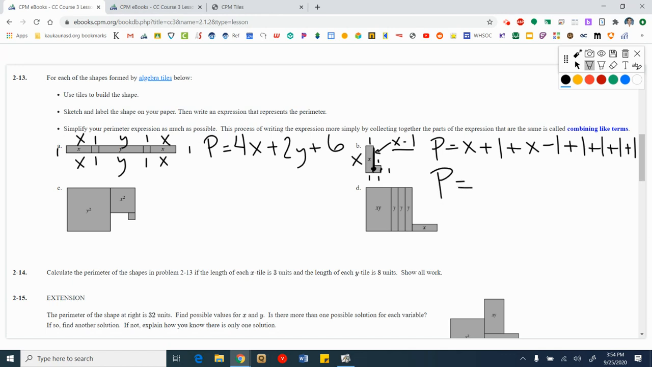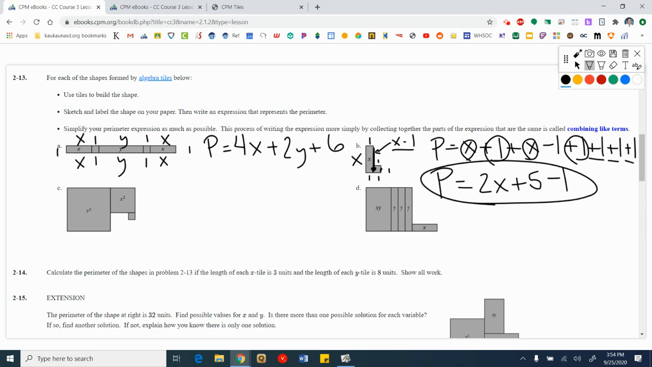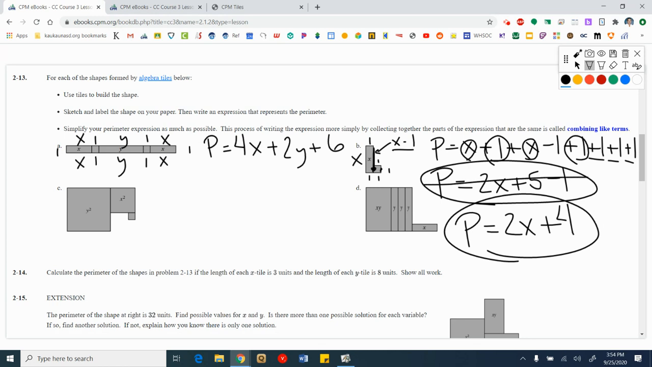Well, how many x's do I have? 1, 2, so that's 2x. Then I have plus 1, 2, 3, 4, 5, plus 5 minus 1. Ooh, and I can simplify that further. 5 minus 1, I get 4. So here is my simplified version, 2x plus 4.